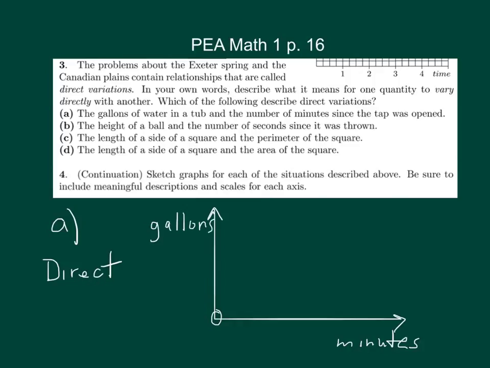Okay, where would I start this graph? How full is the tub initially? 0. So I'm going to start at 0 and go up at a constant rate. And that would be just fine with that one.